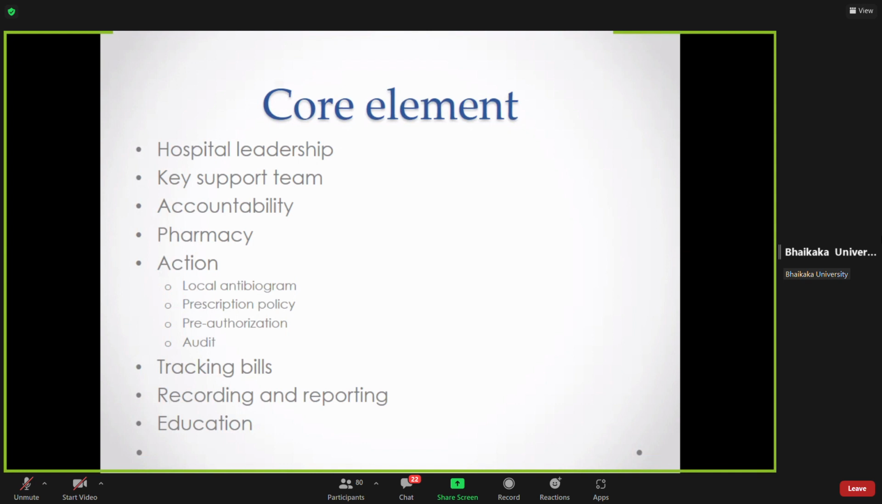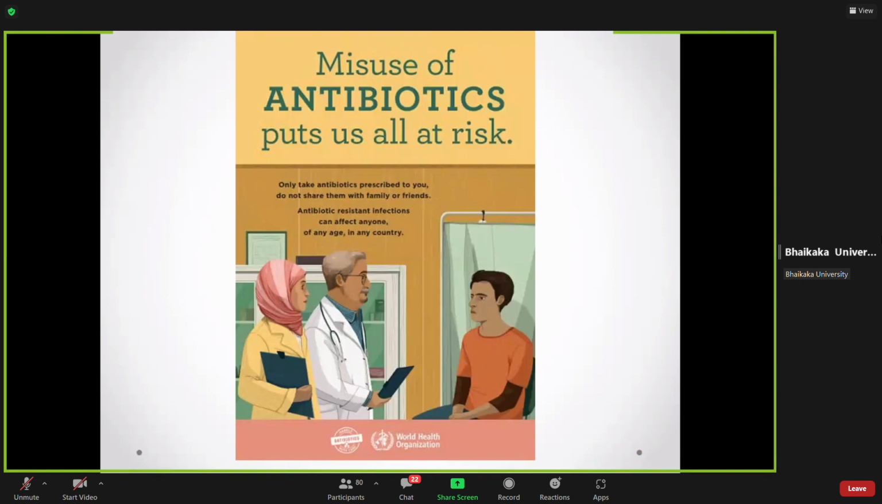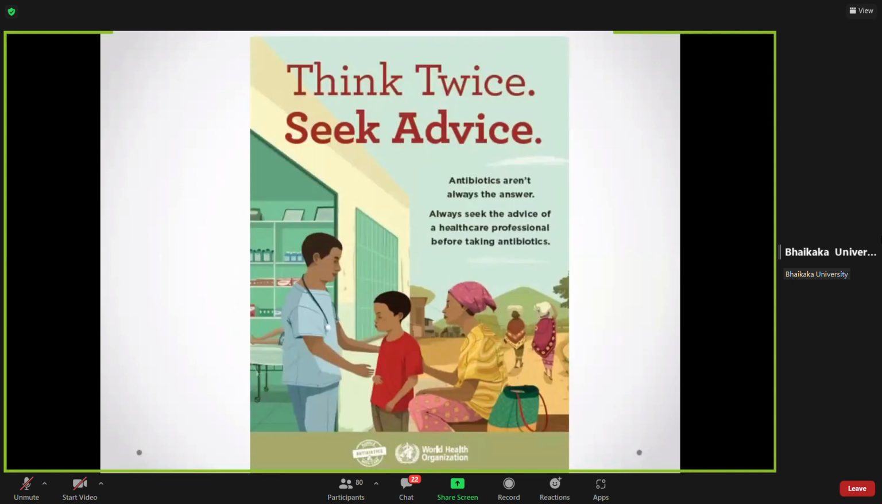And then pre-authorization of the prescription. For example, if somebody is prescribing a very high antibiotic like colistin, one has to get permission from the management or some authority like a microbiologist or somebody else looking after the entire stewardship program. Then tracking of the bills, recording and reporting of consumption and audits, and education of healthcare workers for judicious use of antibiotics. So these are the core elements, and misuse of antibiotics puts us all at risk, and we may end the pipeline for our next generation to come. Our next generation may not have any antibiotic.